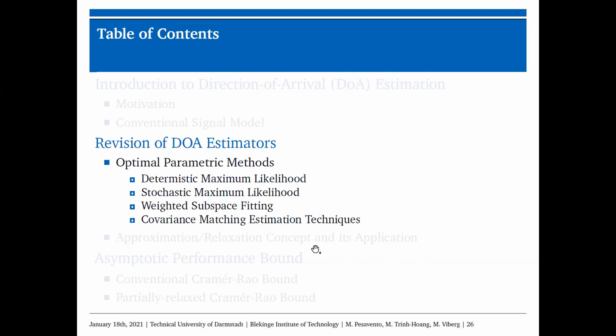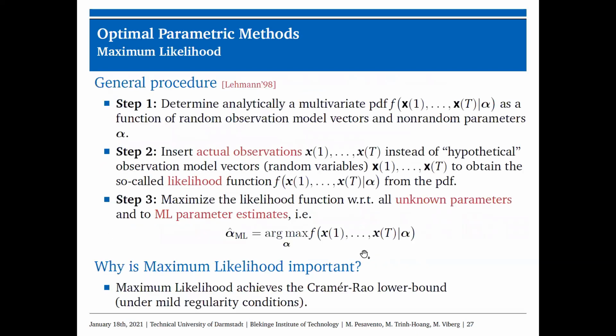So given the data model, it is now time to give a review of existing DOA estimators. I will start with optimal maximum likelihood methods and then some of their approximations. So we are given a random stationary process X, and it is observed at t time instances. And we have this multivariate PDF f, which is parameterized by some parameter vector alpha. And inserting the data samples x of t instead of the random variables gives us the likelihood function, f of x, given alpha.